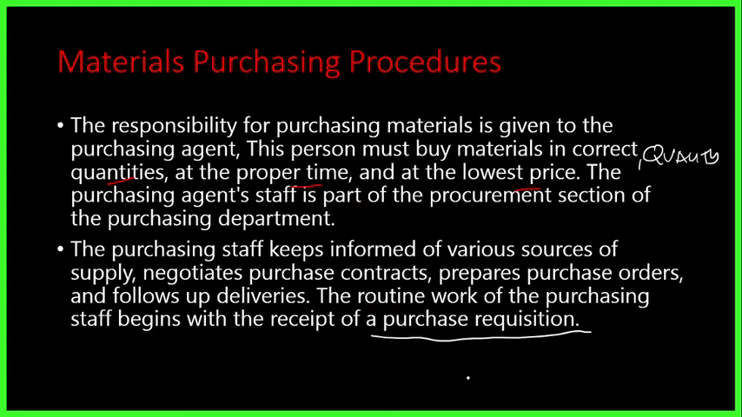Normally it should go to the storeroom. They will check if they have the materials needed by the factory. Now if that is not available, then the storeroom is going to make a purchase requisition slip, which will be given to the purchasing department. So they will say, hey, we need these materials, or these materials are needed by the factory.